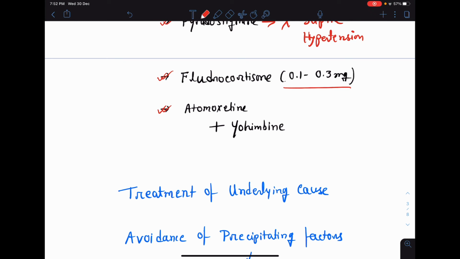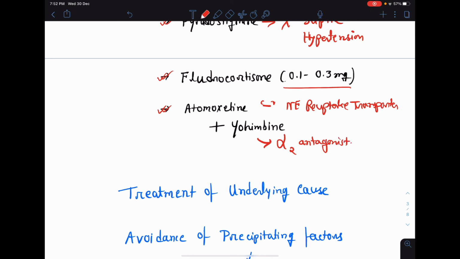Atomoxetine is an inhibitor of the norepinephrine reuptake transporter. It inhibits the norepinephrine reuptake transporter. And yohimbine is an alpha 2 antagonist. So when these two drugs are combined, they ameliorate the symptoms of orthostatic hypotension.